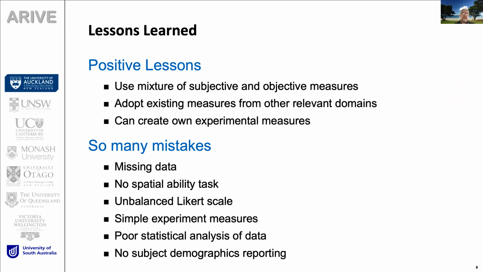But there's a lot of mistakes that I made, and now, looking in hindsight, I was actually very surprised that the publication was able to get published. For example, we had people draw maps, but there was no spatial ability task to measure if people actually had good spatial ability. The Likert scales weren't balanced.